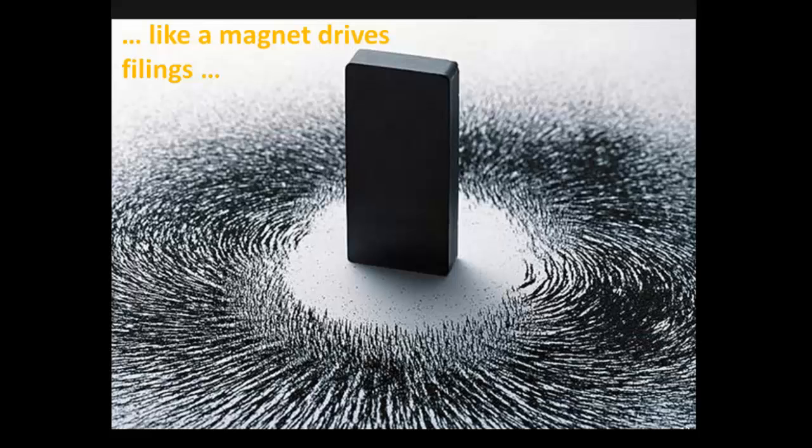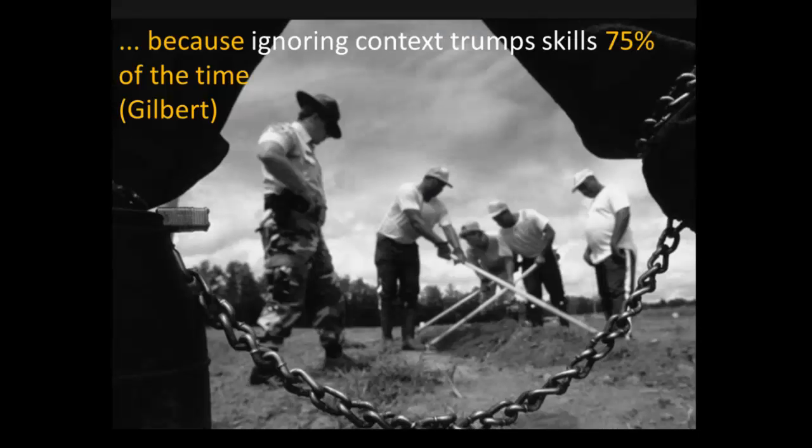And there's a really important reason for doing this. Gilbert found that 75% of the time, the context we're in trumps skills. Now, that's just a statistic. Let me give you some plain, very highly visible examples about why you need to pay attention to this. Three times that it was gotten wrong.